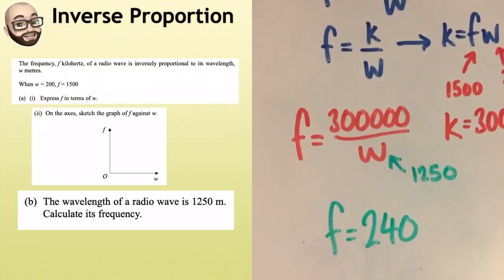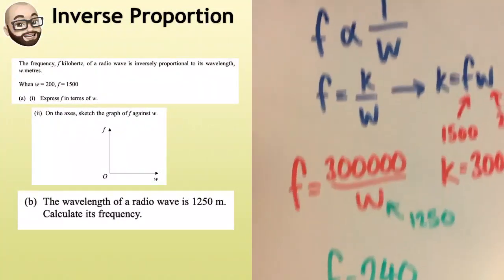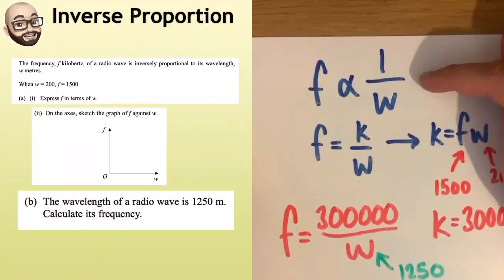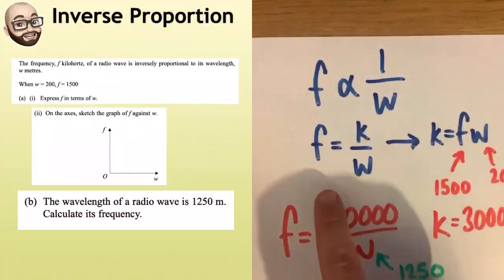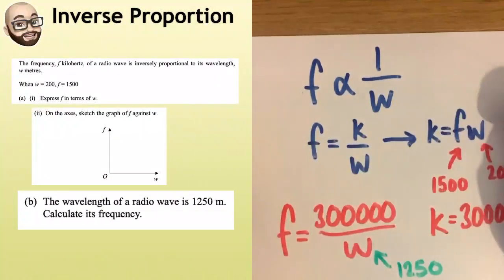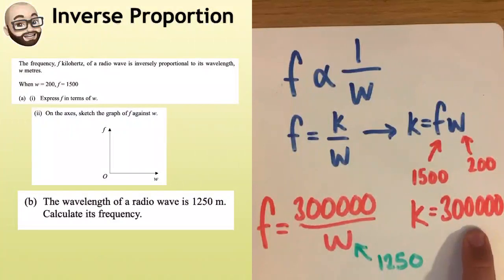So method-wise, it's very similar to what we were doing yesterday. We start off by writing it down in terminology like this. We turn it into an equation, maybe a separate equation to help us find that proportion constant. Plug in the numbers to work it out, get our equation back, and then we can use that equation for any other questions that we need.